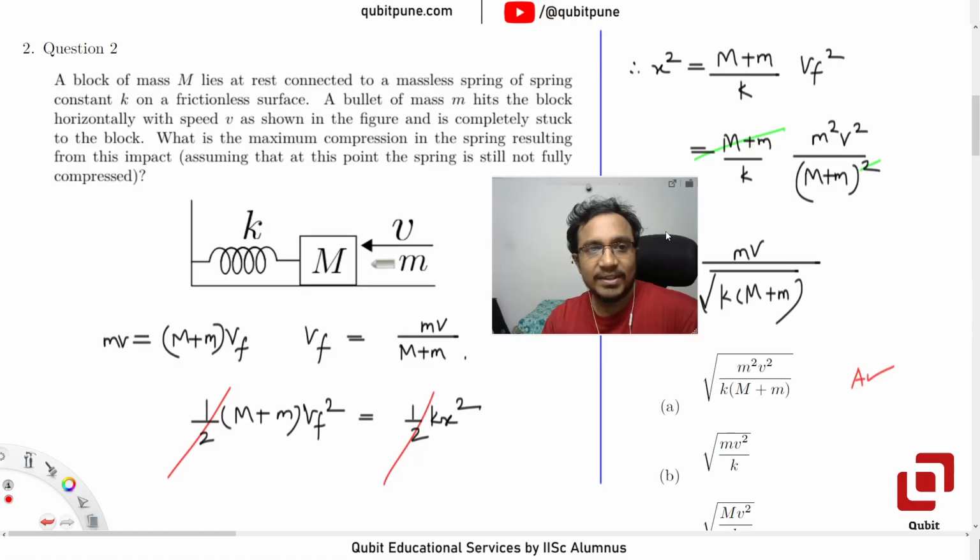A block of mass m lies at rest, connected to a massless spring of spring constant k on a frictionless surface. A bullet of mass m hits the block horizontally with speed v as shown in the figure and is completely stuck to the block. What is the maximum compression in the spring resulting from this impact, assuming that at this point the spring is still not fully compressed? See, what do they mean by that?